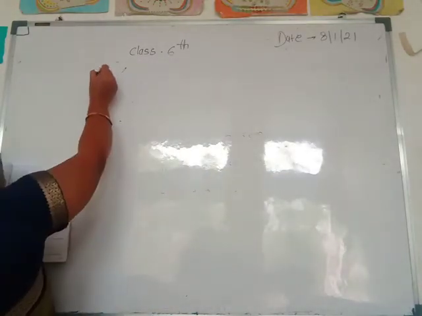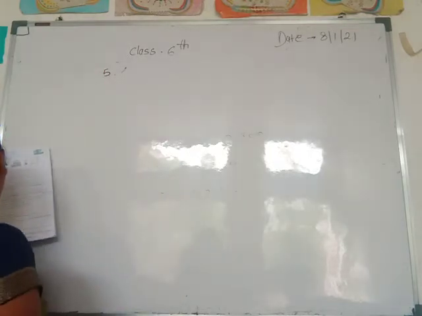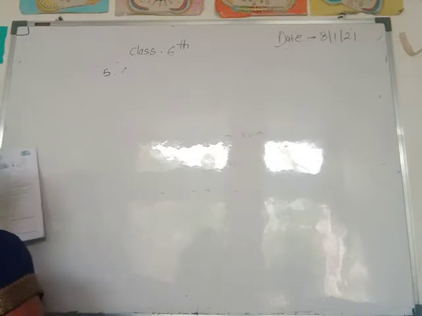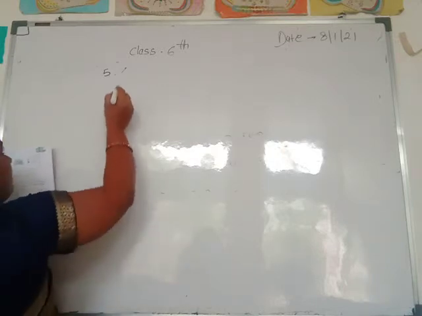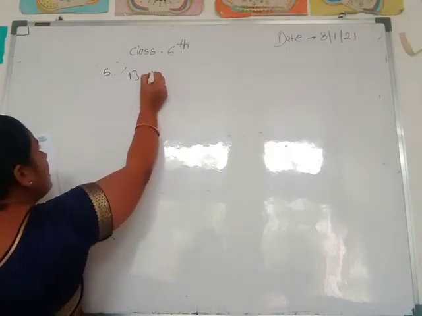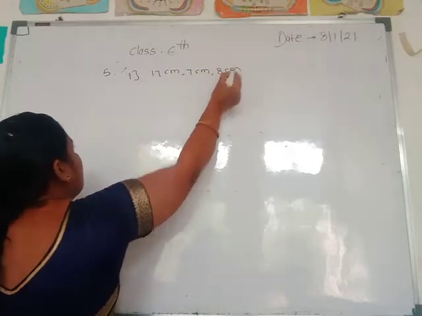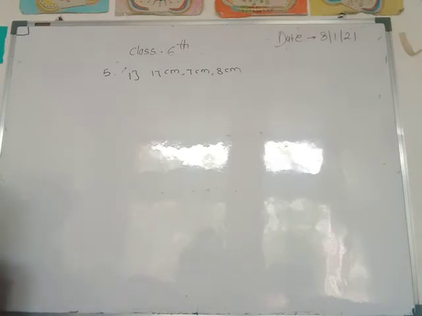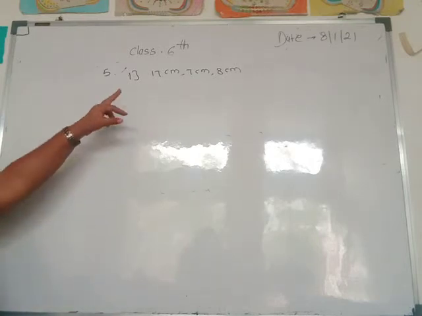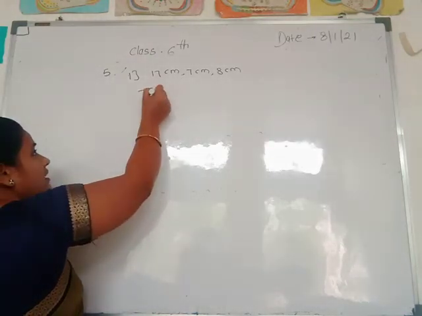The lengths of these 3 segments are given here, and you say whether the triangle with 3 sides can be drawn or not. First example: 17 centimeter, 7 centimeter and 8 centimeter. What is the property of this triangle? The sum of the lengths of any 2 sides of a triangle is always greater than the length of the third side. Firstly, you write the length of the longest side.